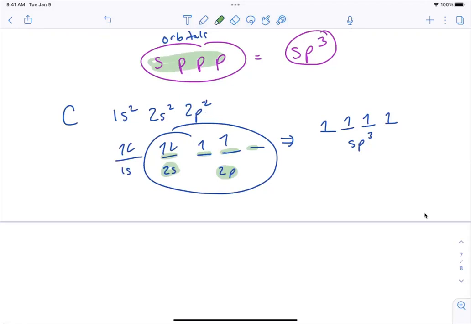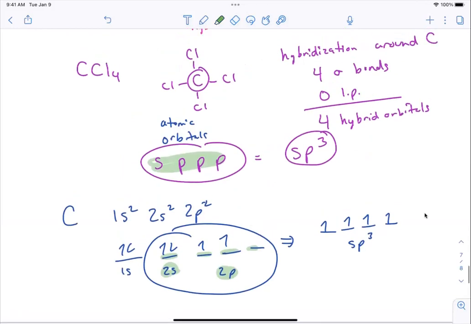A sigma bond is always a hybrid orbital. Yes. The way you want to do this, Juan Diego, is to look at a Lewis structure, because you should draw the Lewis structure first. When you have the Lewis structure, look at how many sigma bonds and how many lone pairs you have around the atom, and that will tell you how many orbitals you need to hybridize. For example, in this, you see how carbon has four sigma bonds and zero lone pairs? That means you need four hybrid orbitals.